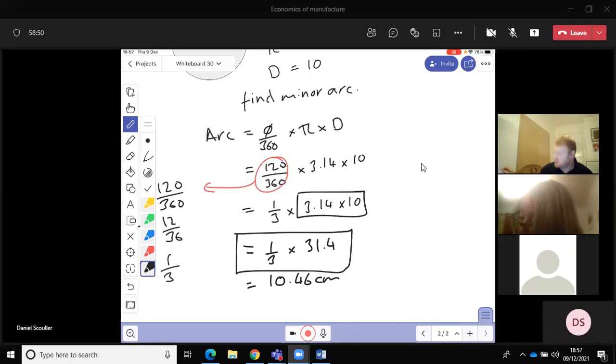I'll make it nice and simple. Probably wasn't the best example, but I'll make it nice and simple. So it's all about simplifying that fraction down, and then after that it's really just about practice. There's quite a few examples in that.